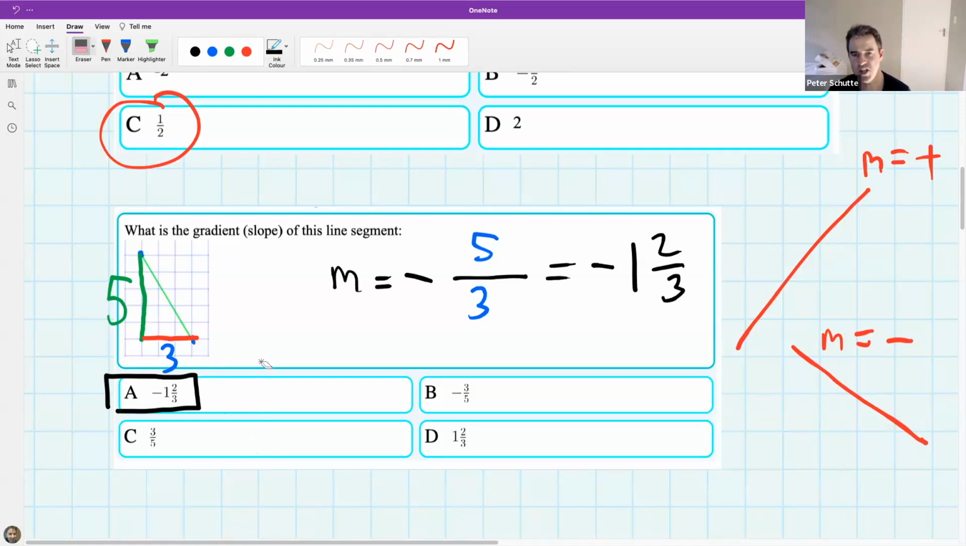Is it always necessary to change to a mixed number? No, it isn't. In fact, I would recommend leaving it as an improper fraction, but just in this question, the only way to see the right answer was to convert it across. I just want to make sure some of you are noticing the problem with the y must be on top, right? The vertical change must be on top and the horizontal change must be on the bottom.